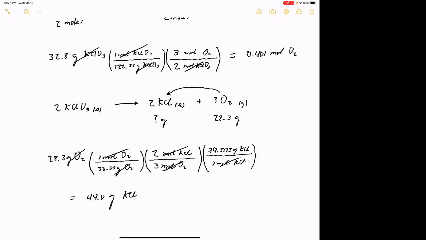And I could have done this the other way. What if I had the mass of the KCl? Because that's an easy thing to weigh out, but I couldn't trap the oxygen, and I wanted to know what the mass of the oxygen was. I could do it the very same way. I would just work my mole bridge in the opposite direction, going from the KCl to the O2. Okay? All right, everybody good with that?